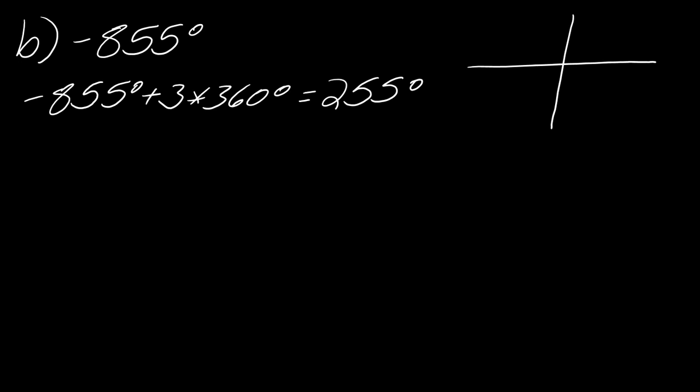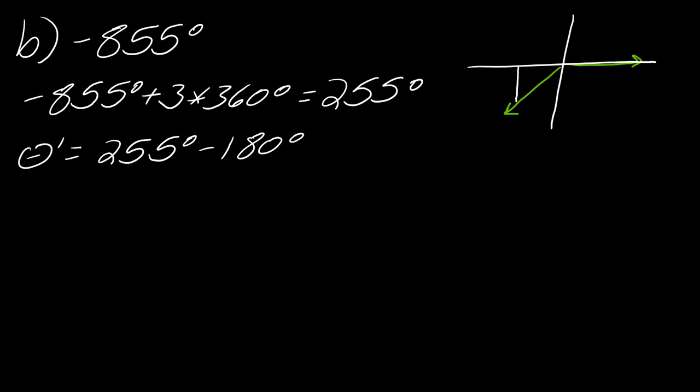So it's going to end up, here's my initial side, and we're going to end up somewhere over here. Okay, so in this quadrant, let's figure out what's the reference angle. So my reference angle, I'm going to here. So my theta prime in this case is going to be 255 degrees minus 180, which comes out to 45 degrees again. But now we are in quadrant 3, right?